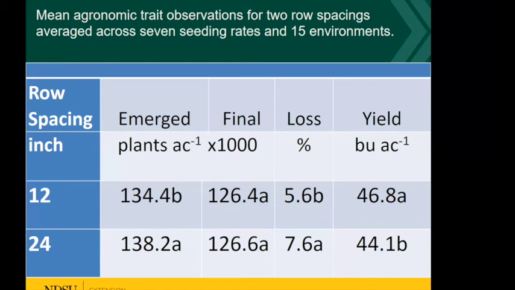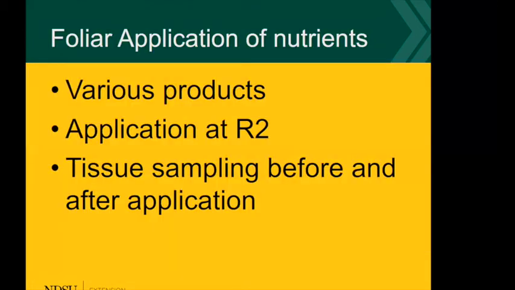So if we are thinking about the seeding rate, we lose some plants during the season. In a 30-inch or a 24-inch row, we lose more than in a narrow row, and the reason is that the plants are closer together within the wider row. And the A and B in yield indicates that there is definitely an increase potential for yield if we can have narrow row spacing. So the next part I would like to quickly visit is application of foliar nutrients.